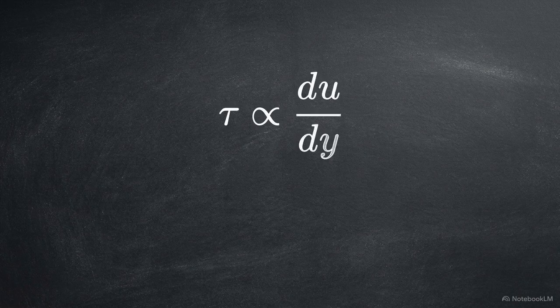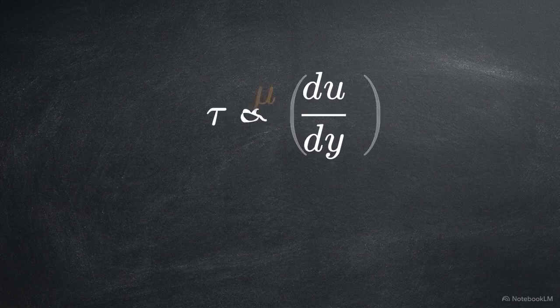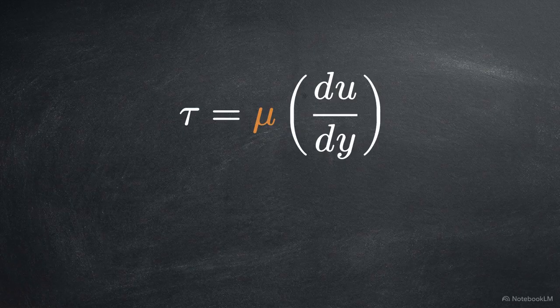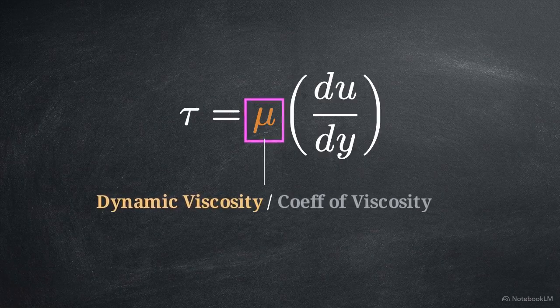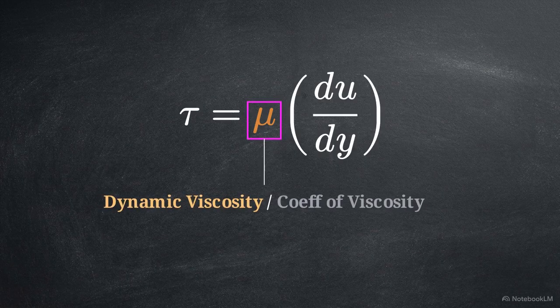Sir Isaac Newton established that the shear stress applied to a fluid is directly proportional to that rate of deformation. We convert this proportionality into a solvable equation by multiplying it by a specific constant. That constant, represented by the Greek letter mu, is dynamic viscosity. It is the fluid's unique coefficient of internal friction.